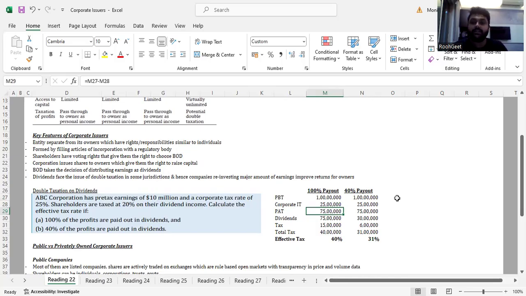We are there with a PAT of 75 lakhs. Okay, up to here the situation is the same. The first scenario says that there is a 100% payout of dividends. The second says there is a 40% payout of dividends. In a 100% payout of dividends, the 75 lakhs you will distribute among shareholders.